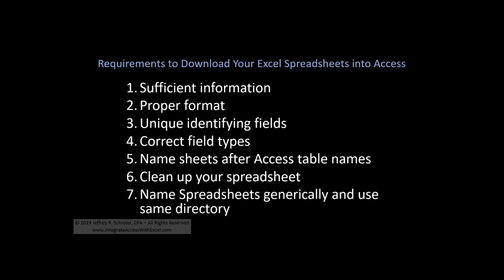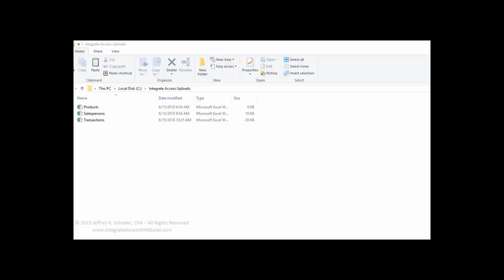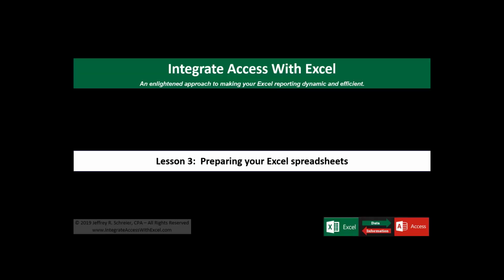Number 7. Give your spreadsheets a generic name and save them in the same directory that you will always use when you have new data. As you can see in my example, I use product, salesperson, and transactions as file names and save them in a directory called Integrate Access Uploads. You can also save the files with the name of the month in another directory so you have each month's activity and it doesn't get overwritten. And that's it. In this lesson, you learn the steps to prepare your Excel spreadsheets for importing into Access. And in the next lesson, that's what we're going to do. I'll see you there.